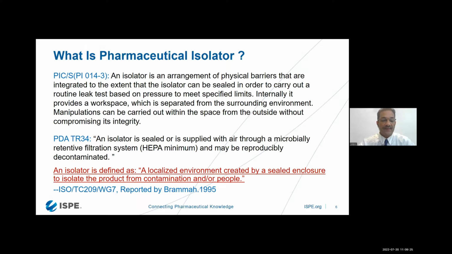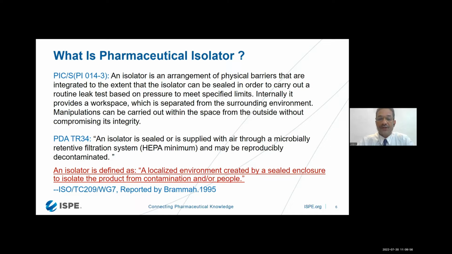There is one definition which I want you to understand completely. It says that it is a contained decontaminated environment meeting grade A or ISO 5 conditions, used for aseptic processing, that provides an uncompromised continuous isolation of its interior from the external environment. So isolator technology gives you assurance in terms of the stability.